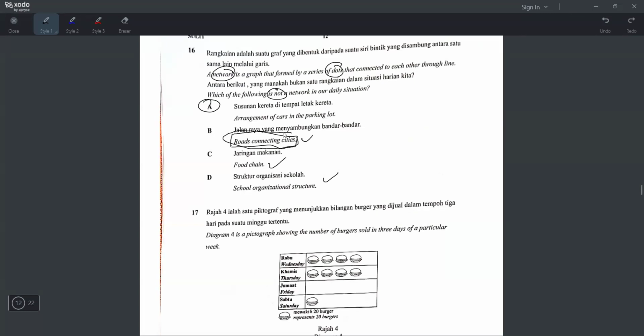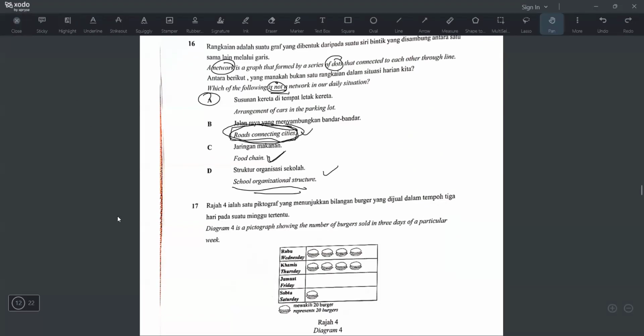So if it's roads connecting cities, then maybe the vertices will represent the name of the place, for example, like Kuala Lumpur, Putrajaya, or something like that. And then food chain, maybe the vertices will represent the animal, like tiger or dog or whatever. And then the school structure, the vertices will represent like pengetua, the principal, or the setiausaha, bendahari or whatever. But A is like arrangement of cars, right? So this is the answer, because they asked not a network, right? Okay, so I hope you understand.